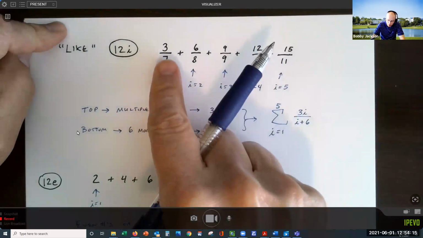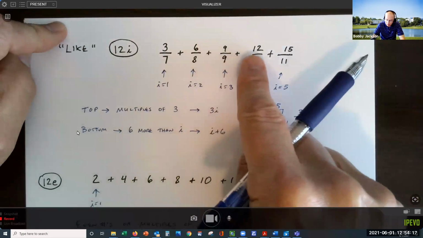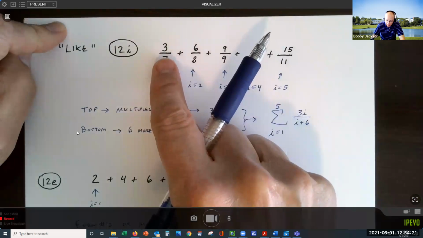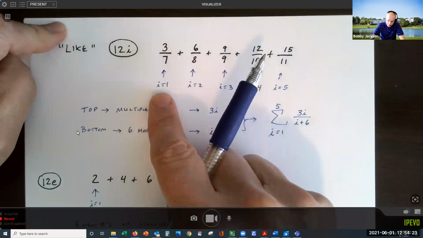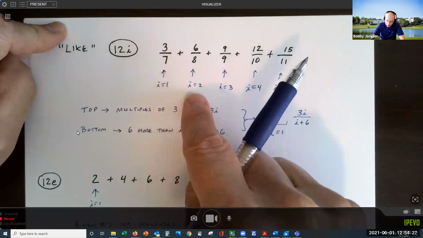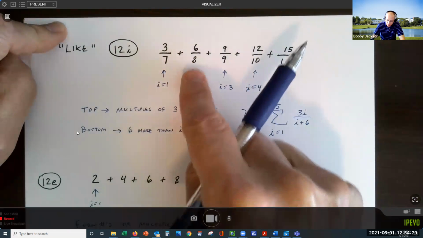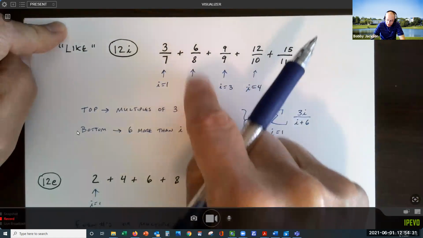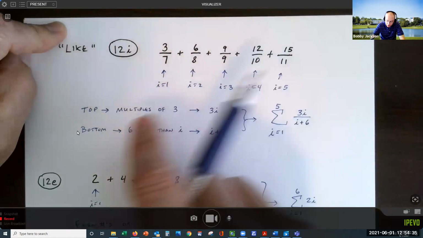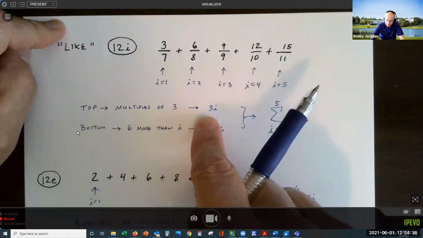Well, if you look at the numerator, 3, 6, 9, 12, 15, those are multiples of 3, right? This is 3 times 1, where i is 1 here, so 3 times i. 6 is 3 times 2, where i is 2. 3 times 3 is 9. 3 times 4 is 12, and so on. So they're multiples of 3. So in this case, it's going to be 3i.